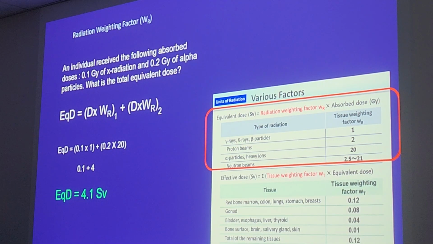So when you have two different types of radiation, you just get the equivalent dose for each and then add together and get the total. That is correct. That's simple.